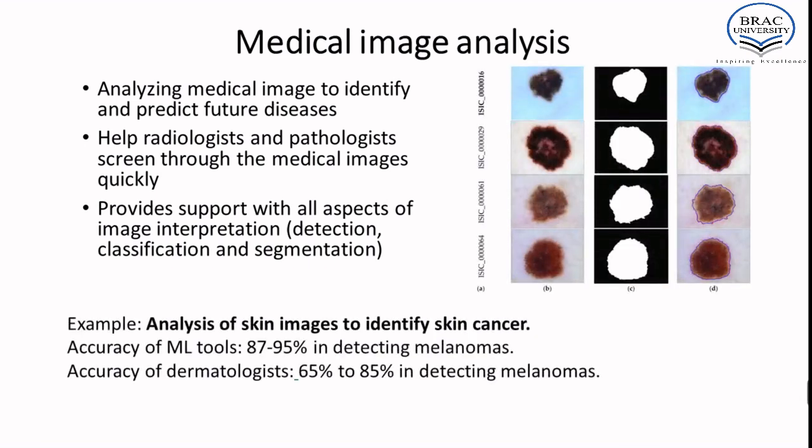Here, you can see an image where the cancer part is marked and highlighted using machine learning. In several tools, machine learning even proved to be more accurate in identifying skin cancer than the doctors. While detecting melanoma, machines reached an accuracy of 87 to 95%, whereas dermatologists have an accuracy of 65 to 85%. So here, machines can help us detect the disease more accurately than humans.